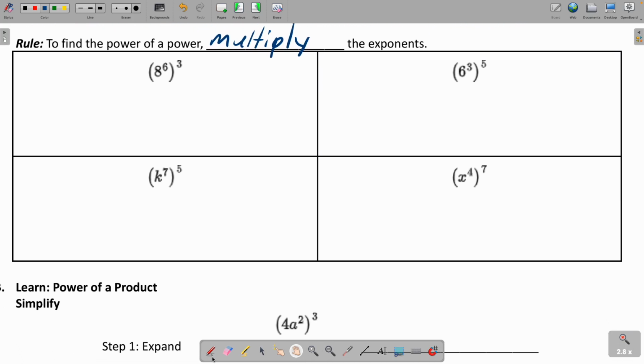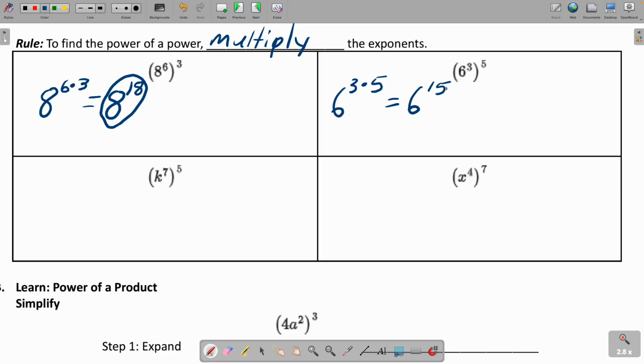So they're going to have us practice that in these next few. So we have 8 to the 6th cubed. If we follow that rule, we should be multiplying our exponents. So 6 times 3 is 18. So the answer there would be 8 to the 18th. Then if I do 6 cubed to the 5th, we multiply our exponents. So we're going to be taking 3 times 5. Well, 3 times 5 is 15. So we would get that this is 6 to the 15th.